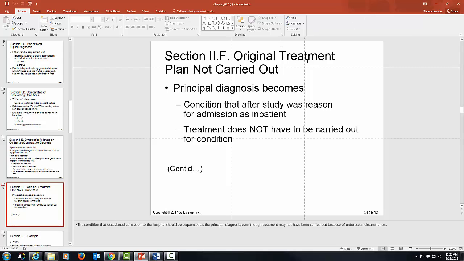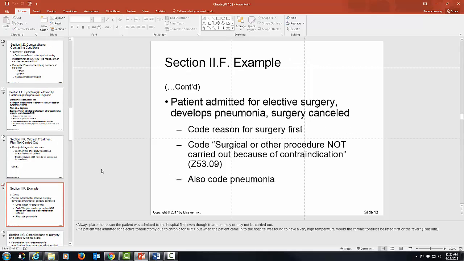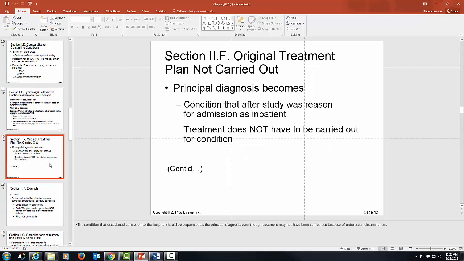The original treatment plan was not carried out. So you had a principal diagnosis, and then it becomes a condition that after study is the reason for the admission as the inpatient, and the treatment does not have to be carried out for the condition. So you need to, again, read all of your notes and make sure that you're understanding what is happening to the patient. So the condition that occasioned the admission to the hospital could be sequenced as the principal diagnosis, even though the treatment may not have been carried out that way.